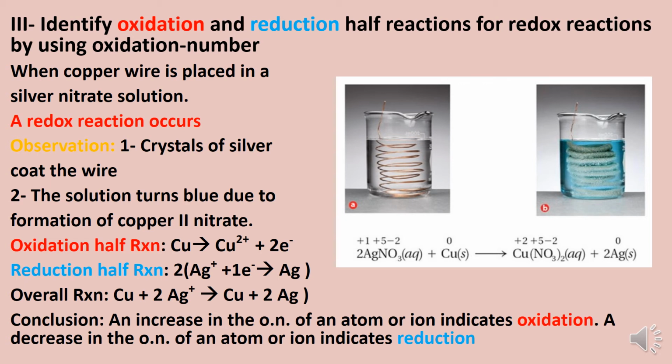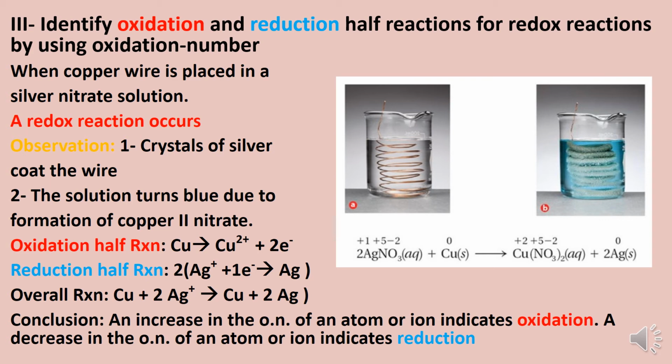Now, how do you write the oxidation and reduction half reactions? We have the Cu, which is the metal wire. It loses 2 electrons and becomes Cu2 plus. The reduction half reaction: the Ag plus in the solution of AgNO3 gains 1 electron and becomes Ag, silver, that surrounds the copper wire.